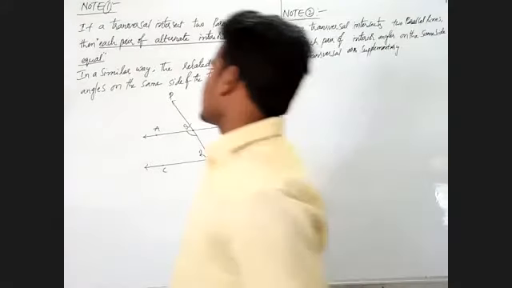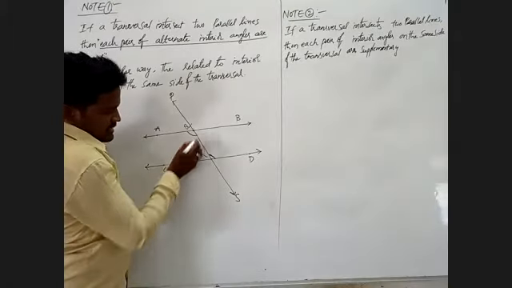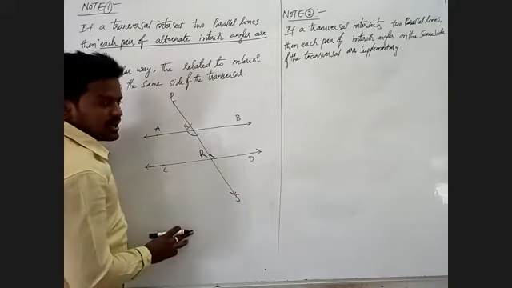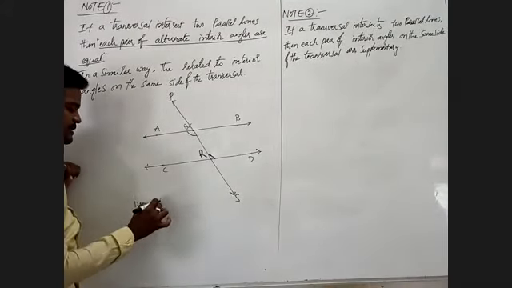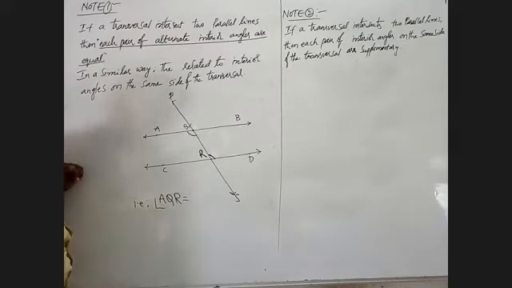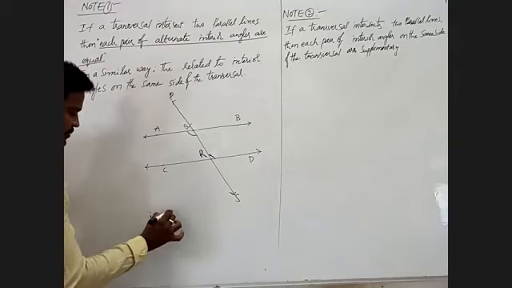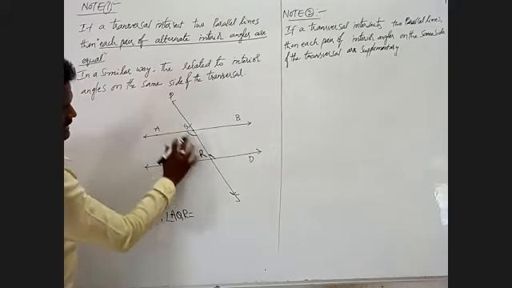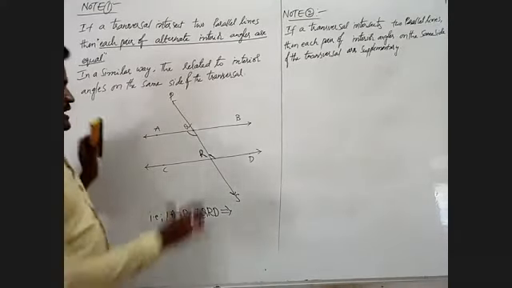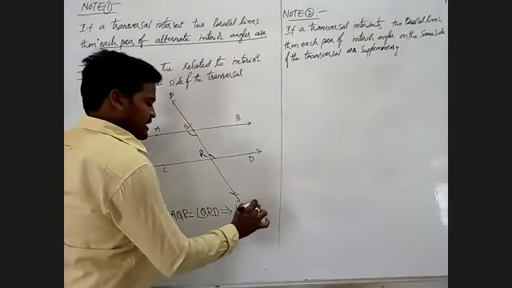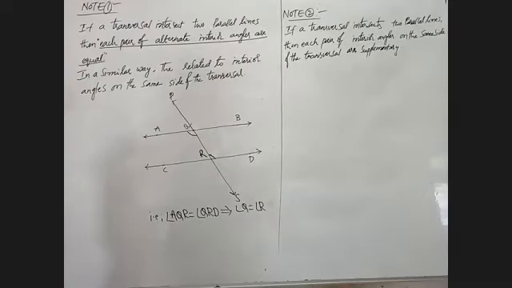We'll observe what I am asking: each pair of alternate interior angles are equal. This is also an interior angle, but not alternate. Here the given alternate ones are the pair. What about the alternate interior angles? The first one is angle AQR is equal to angle QRD. Here, the interior angles are angle Q and angle R.